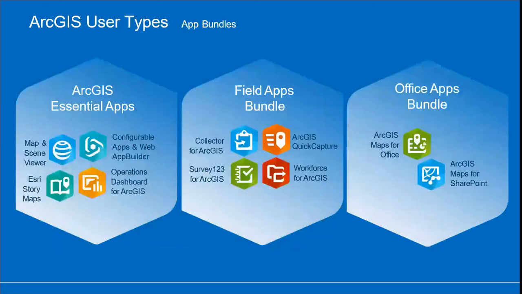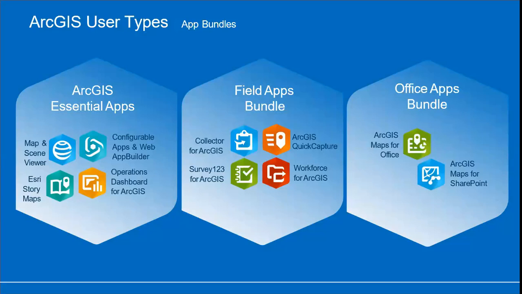So what comes with these user types in terms of apps? Well, for the viewer user type, you only get the essential app package. As I said earlier, all you'll be doing is just viewing. So what you will get with this is your Esri story maps, operations dashboard for your monitoring of the data collection, map and scene viewer, configurable apps, and web app builder.